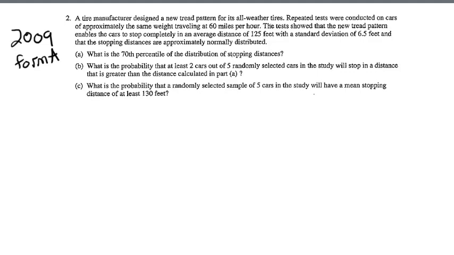And then C asks us for the probability that a randomly selected sample of 5 cars will have a mean stopping distance of at least 130. So that's going to be using the sampling distribution.